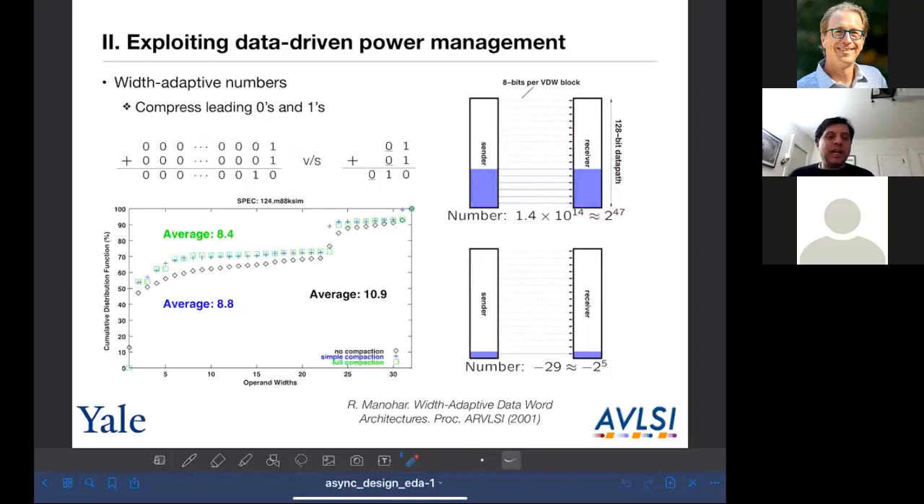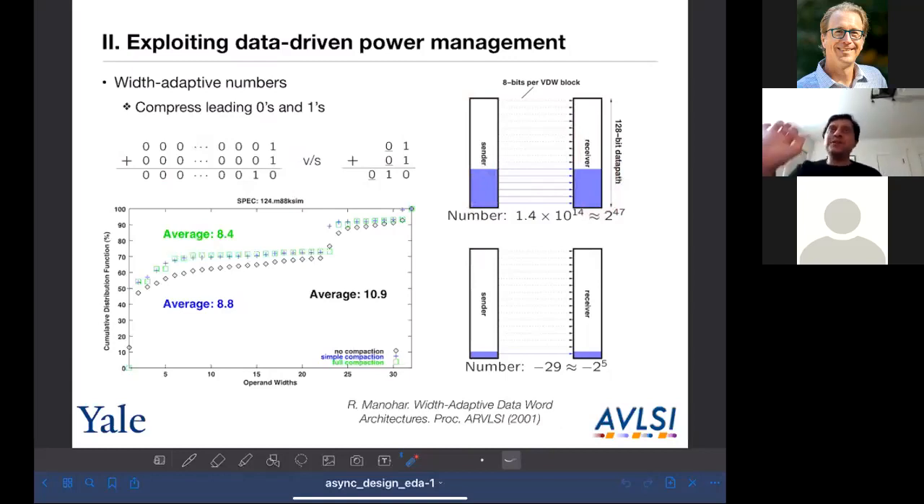And what we showed was that, if you look at various SPEC benchmarks, this was an old paper, so we were using old versions of the SPEC benchmarks, on average, even on a 32-bit processor, you end up using something like 8 to 10 bits on average. And looking at different schemes to see how you could compress this information and so forth, it turned out that you could actually do a very good job.